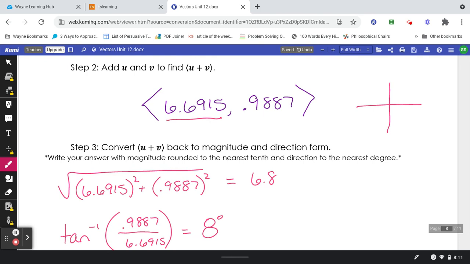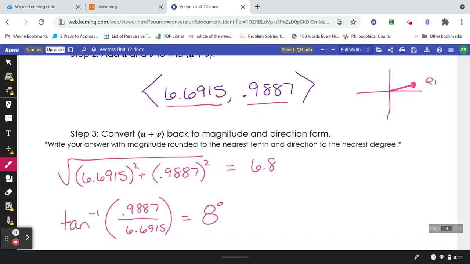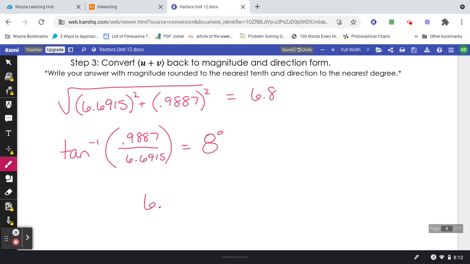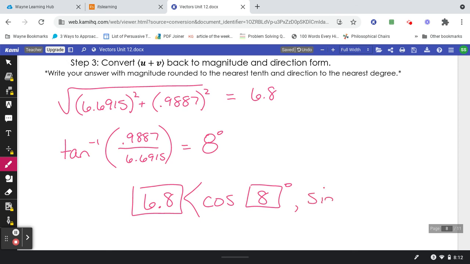So a positive X would move me forward, and a positive Y would move me up. So my vector looks like it's probably right here. That would be in quadrant 1. And the chart for quadrant 1 says I can leave my answer just as it is. So in Delta, you would write 6.8 in that first box. Then you'd have cosine. You have another box there to write your 8. And sine with another box to write your 8.